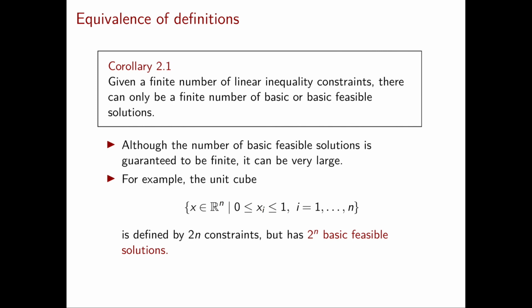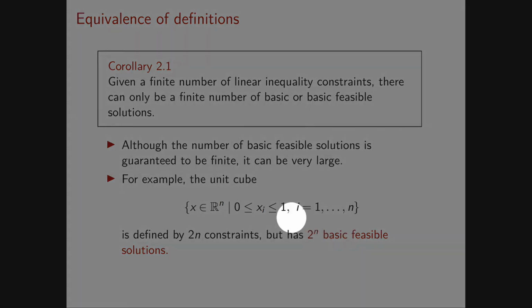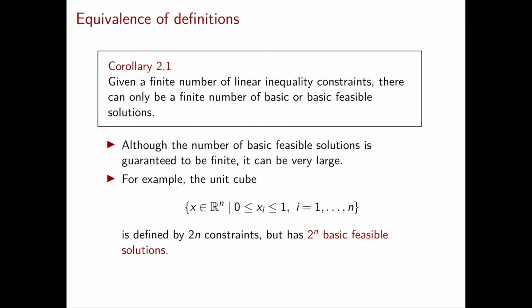Unfortunately, even though the number of basic feasible solutions is finite, it can be very large. And it's not even difficult to come up with examples. Consider the cube in R^n given by x_i between 0 and 1 for every index i. The basic feasible solutions of the unit cube are all the binary vectors in R^n. So all the vectors with n components and with each component being 0 or 1. And in total these are 2^n basic feasible solutions.